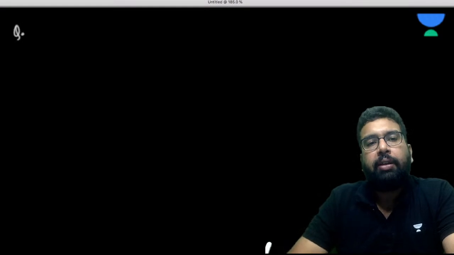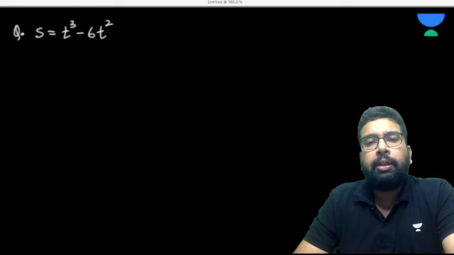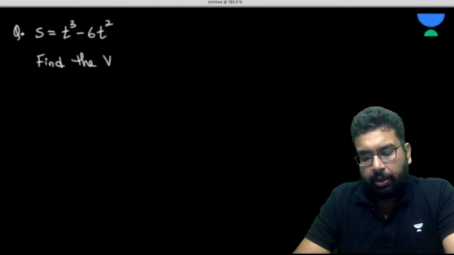So let's suppose we have S equal to t cube minus 6t square. Randomly, I have thought of this. Now you have to find the velocity.